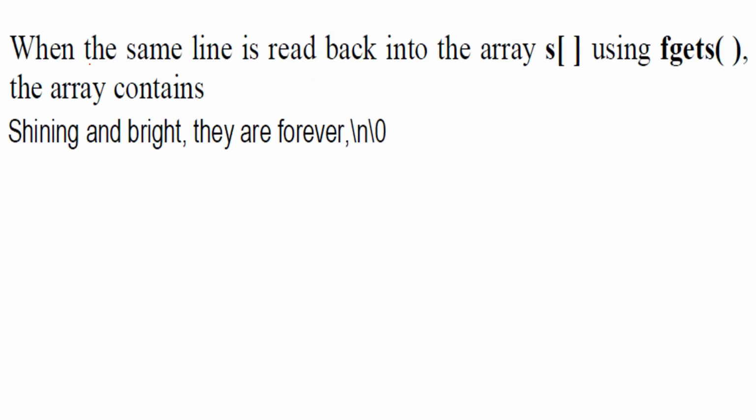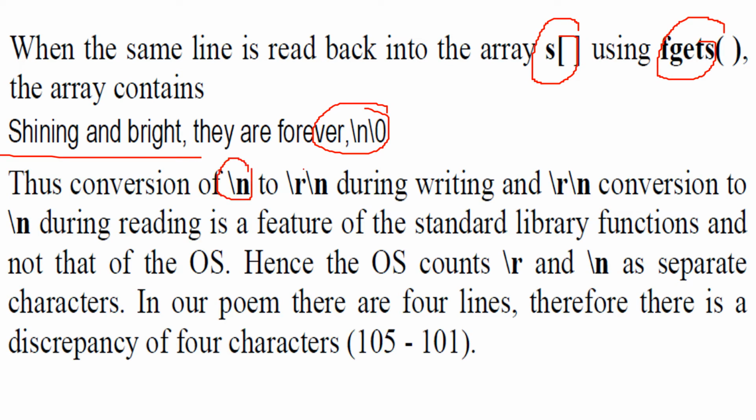When the same line is now read back into the array, say this buffer as a character array, if you use fgets, the array will contain not \r\n but \n\0. So the conversion of \n to \r\n, and then again \r\n back to \n, is the feature of the standard library function, and this is not the feature of the operating system.